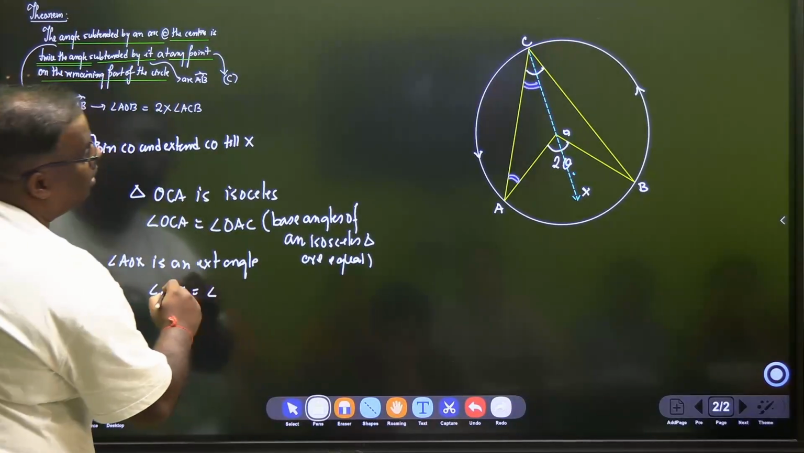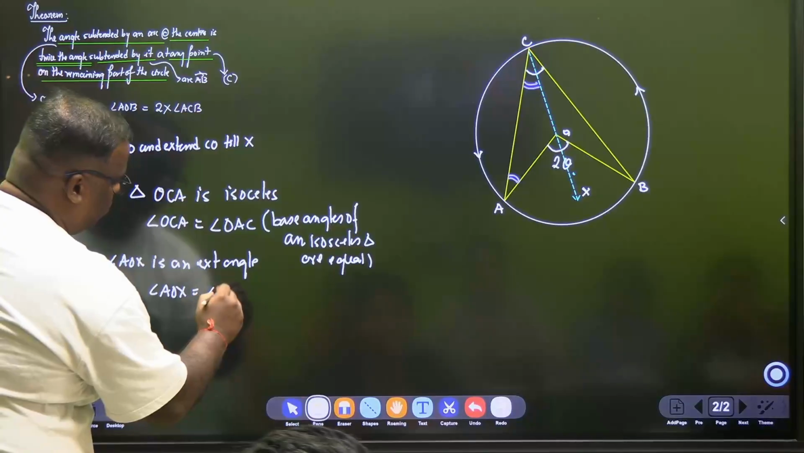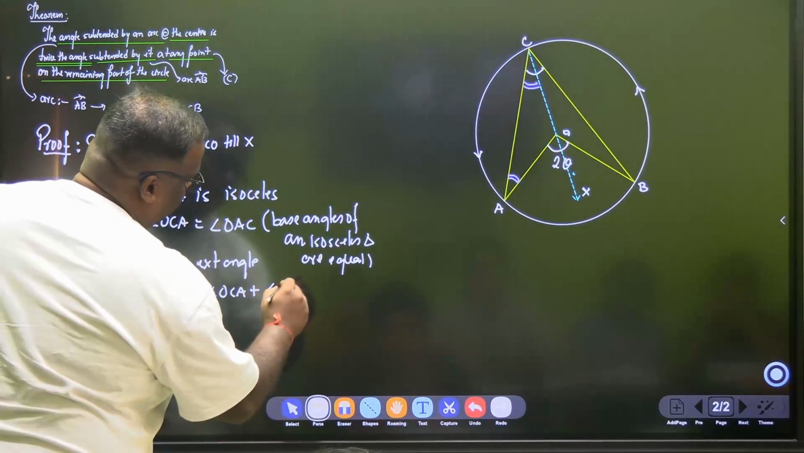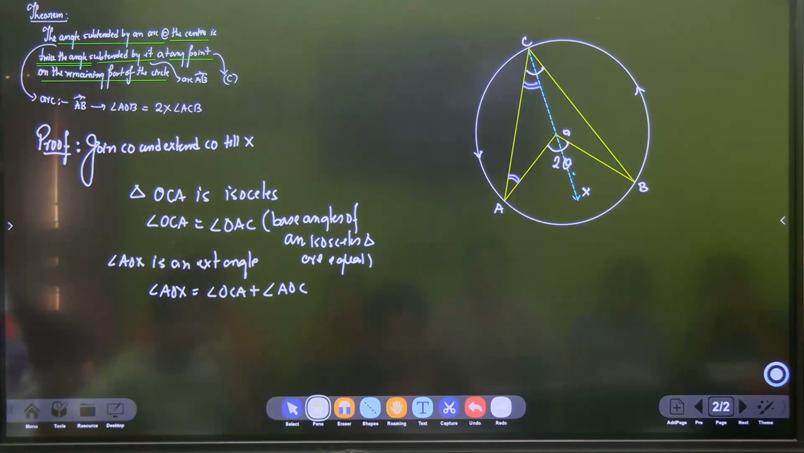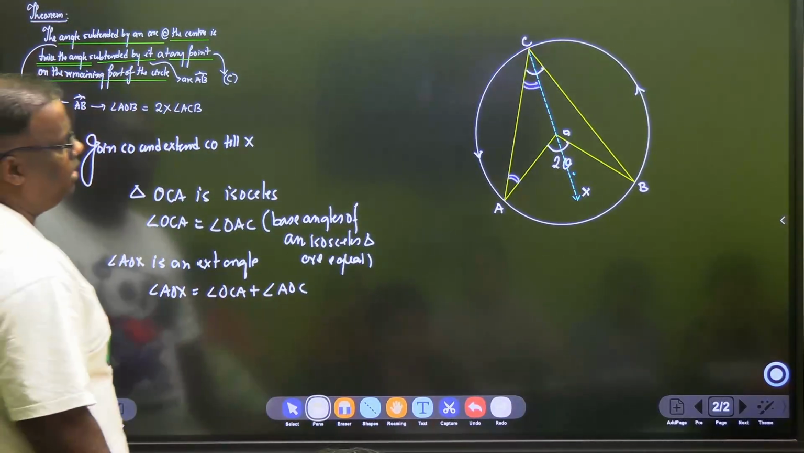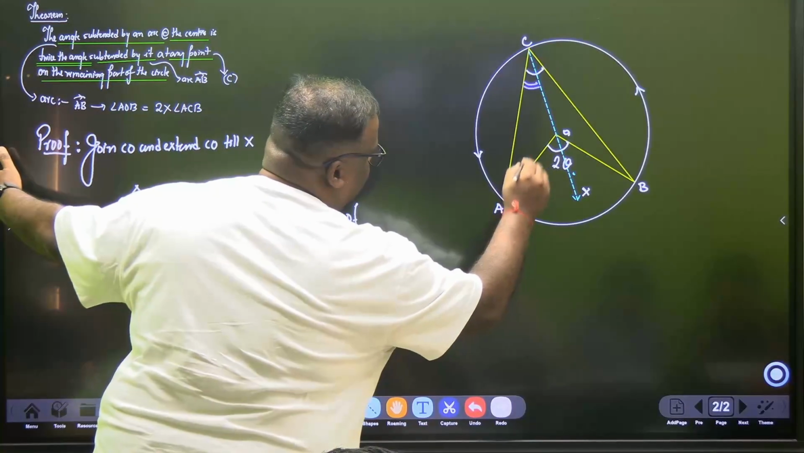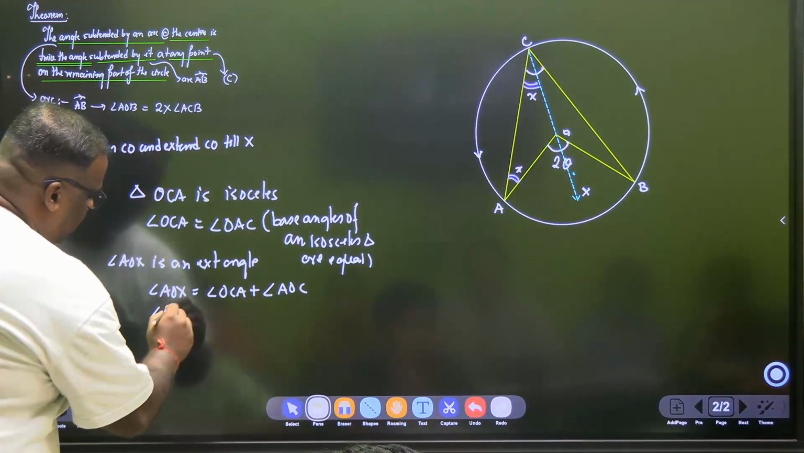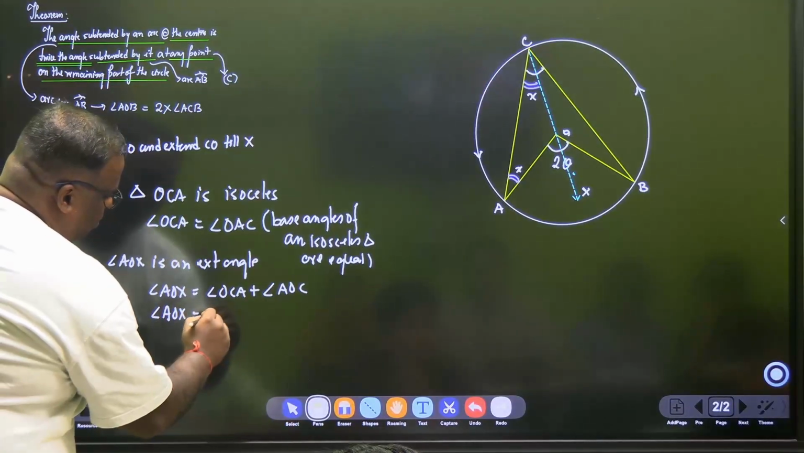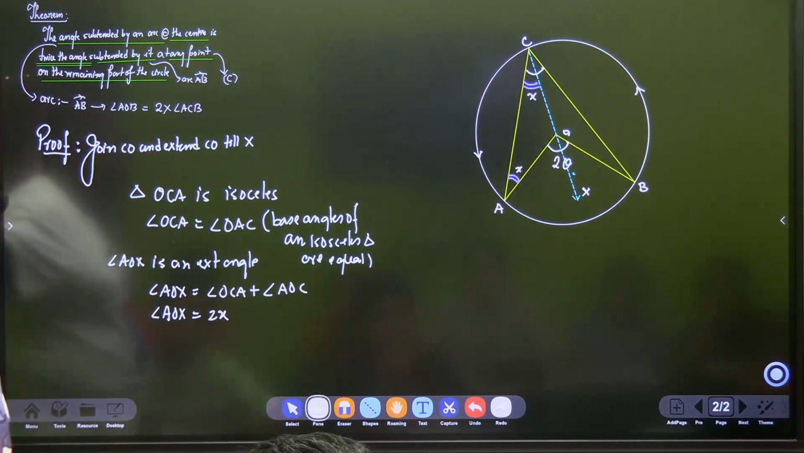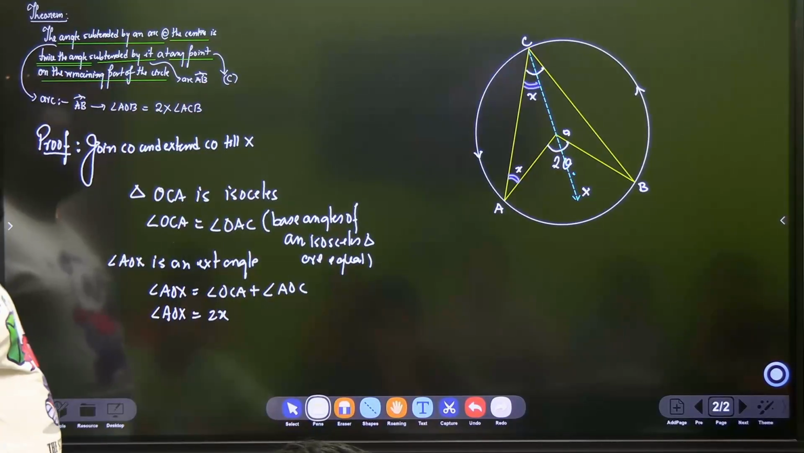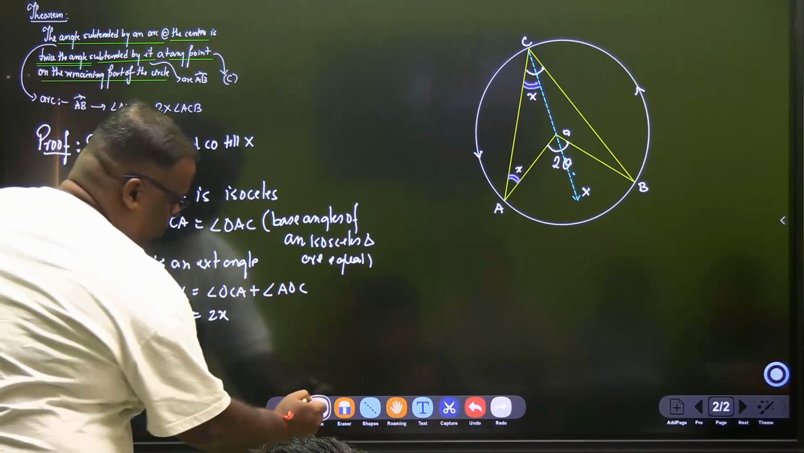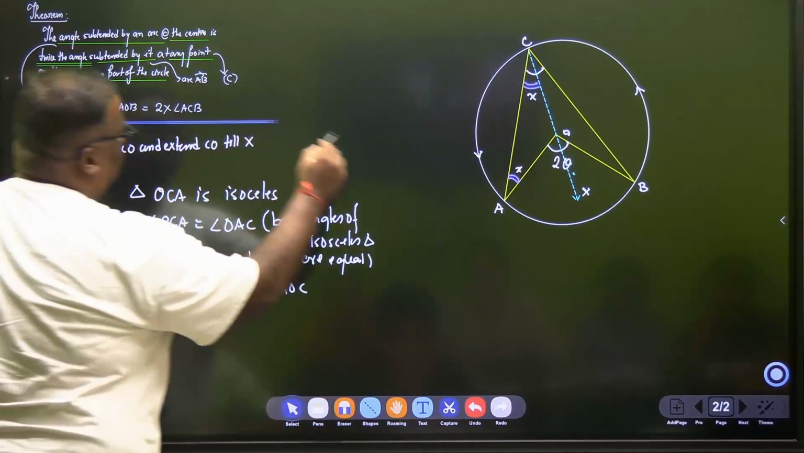angle OCA plus angle AOC. I can write this, all right? And if I put these angles as x and this is also x, then can I write angle AOX is equal to 2x? I can write that. Angle AOX is equal to 2x. Clear? All right.